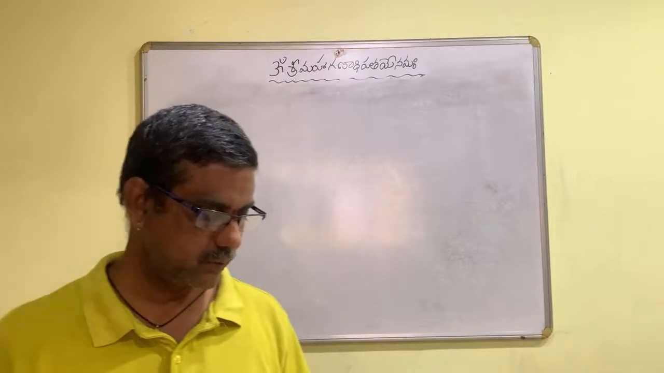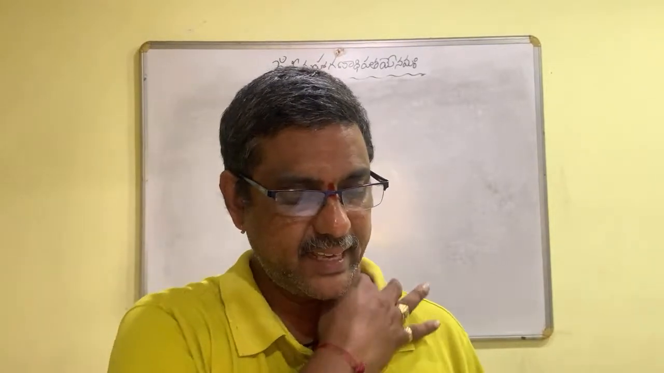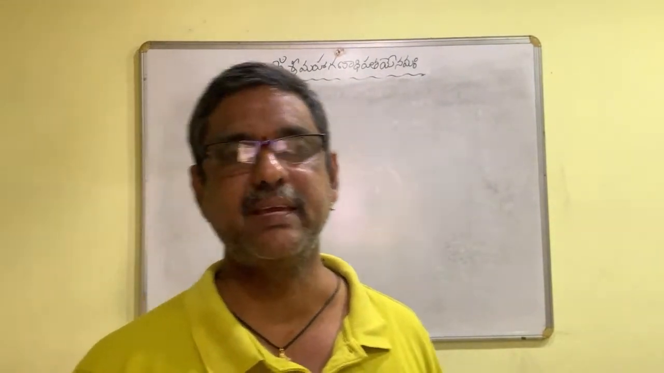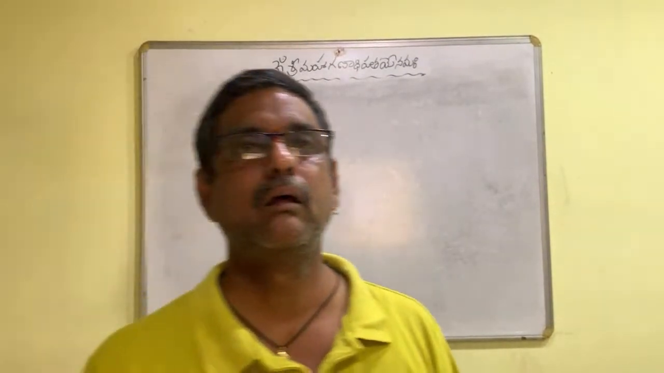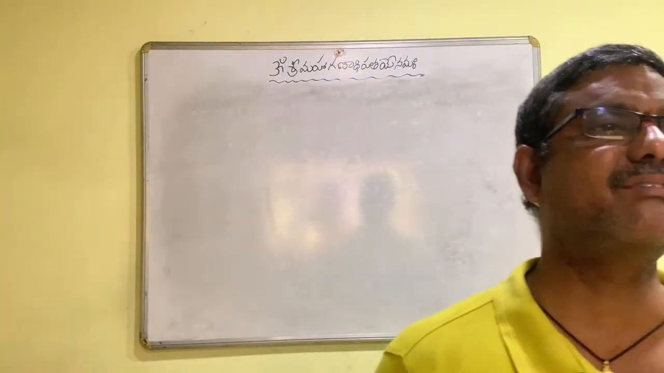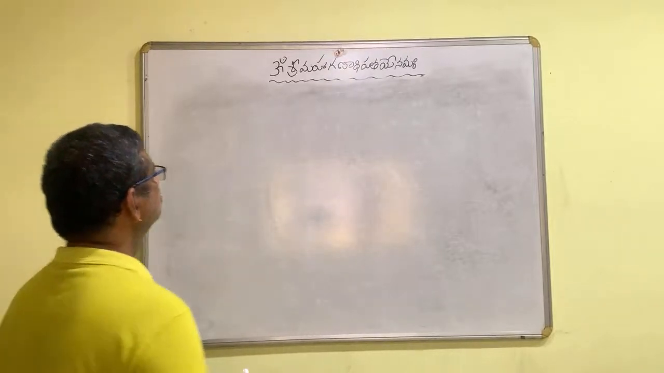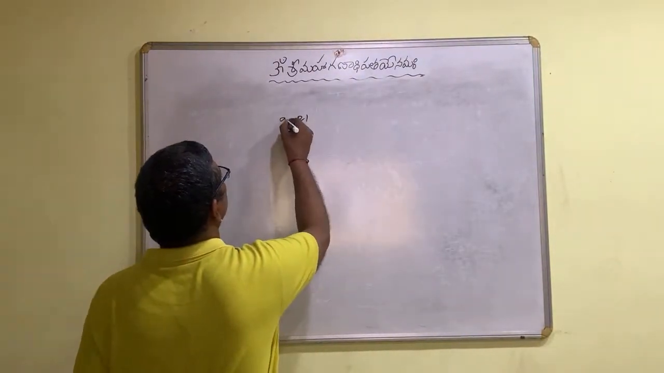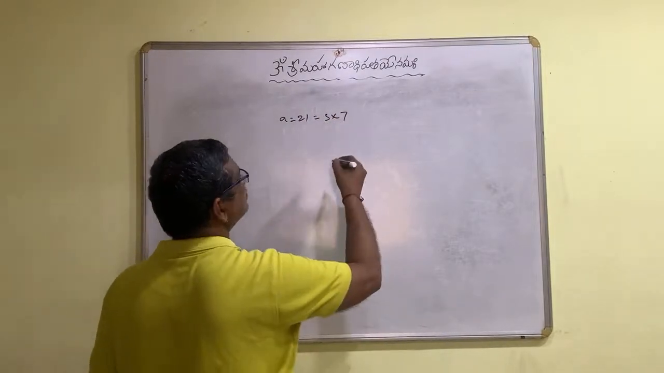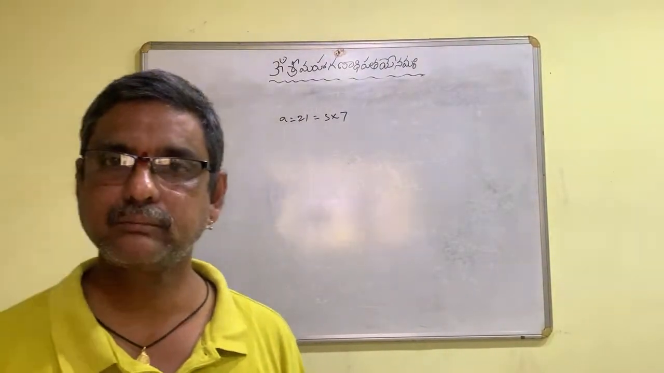Next one. 3 is the least prime factor of A. 7 is the least prime factor of B. Then the least prime factor of A plus B. Please tell me a number where 3 is the least prime factor. 21, which is 3 into 7. Is that right?